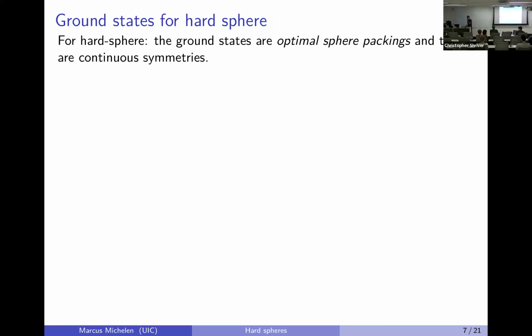Now, ground states for hard spheres become a much more complicated question. So we have optimal sphere packings here. And there's also another issue I'm going to return to in a moment, which is that we also have a lot of symmetry that we can apply to these ground states.